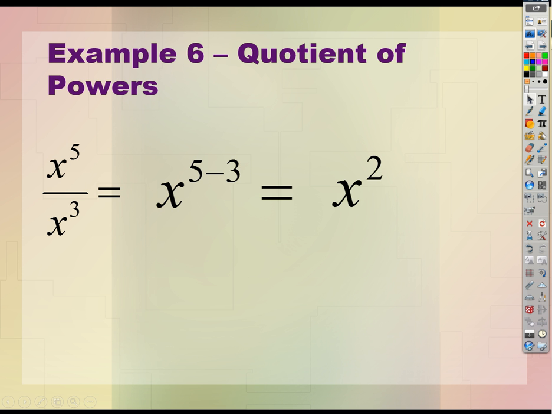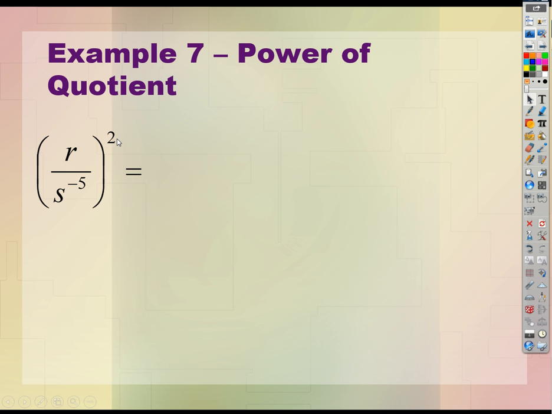What am I going to do here? What do you think? Trevor? There's a couple of different things you could do first. What if I deal with this, as I say I've got a quotient, I've got something divided by something, all taken to the 2 power. What can I do with that 2? I can distribute, right? So I can distribute it to both parts. On the top, it's going to give me an r squared. On the bottom, I'm going to get s to the -5 to the 2.